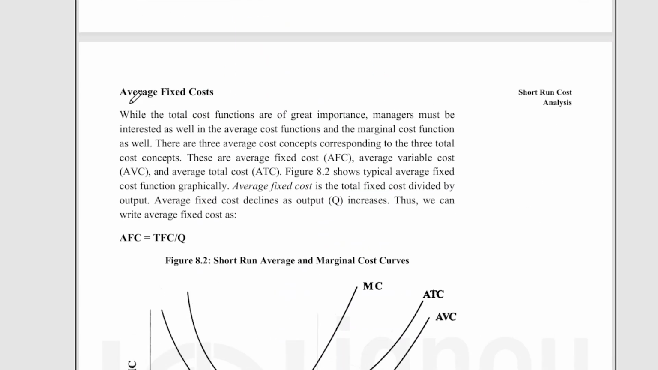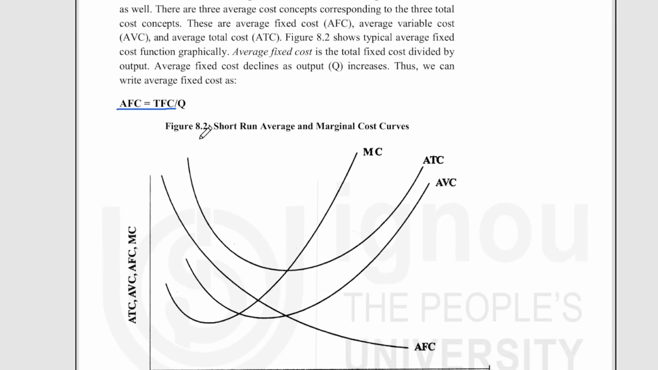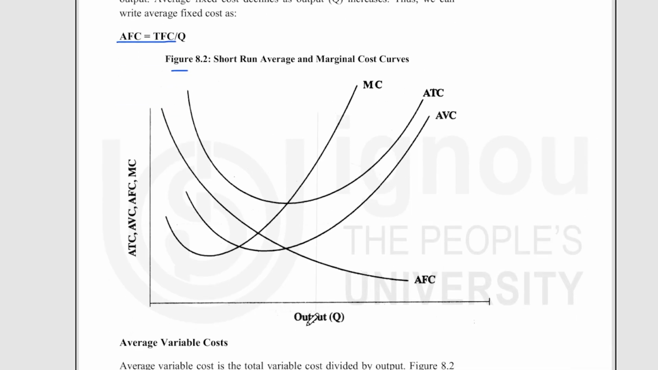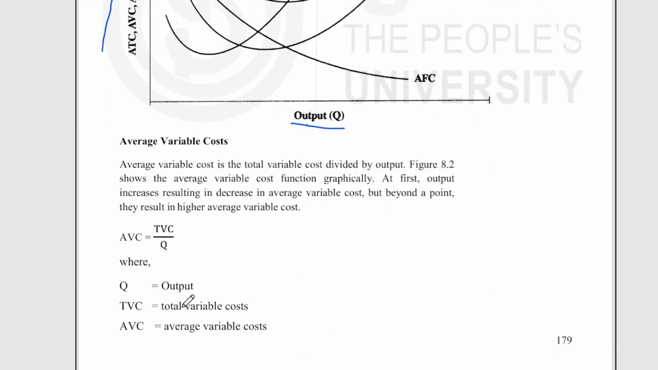And average costs. While the total cost functions are of great importance, managers must be interested as well in the average cost function and the marginal cost function. There are three average cost concepts corresponding to the three total cost concepts. These are average fixed cost, that is AFC, average variable cost, that is AVC, and average total cost, that is ATC. So AFC is equal to TFC divided by Q. So here is figure 8.2, that is the short run average and marginal cost curves. This is output Q, and this is ATC, AVC, AFC, and MC. And average variable cost.